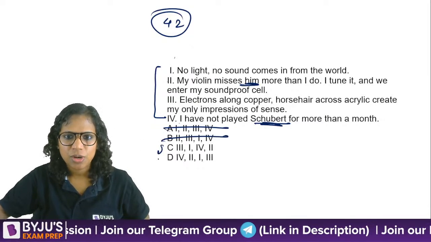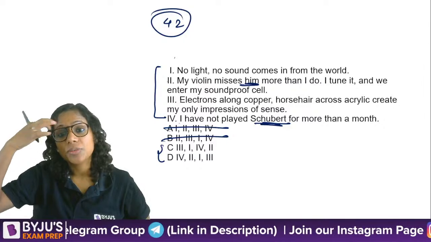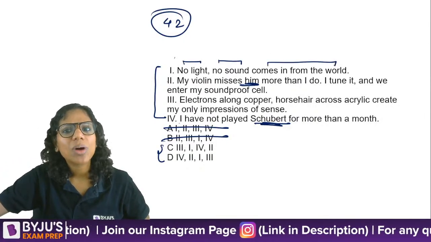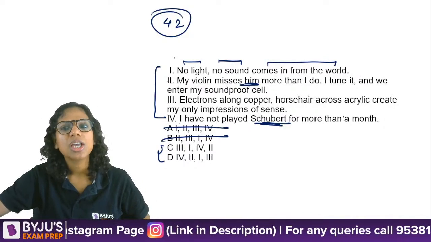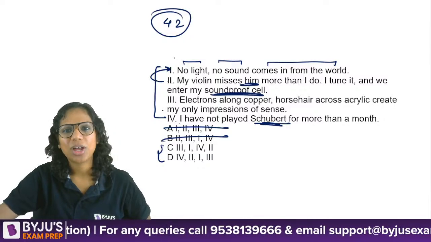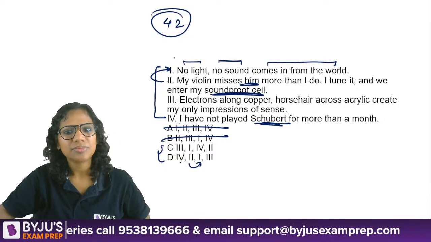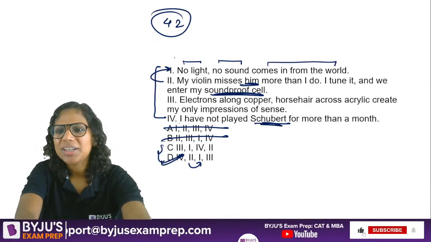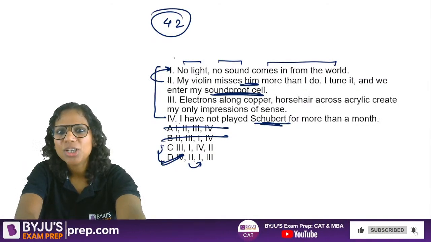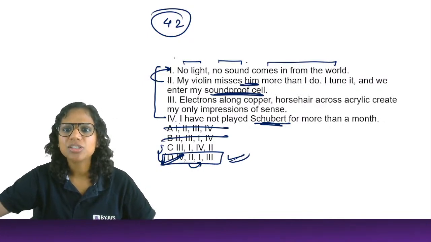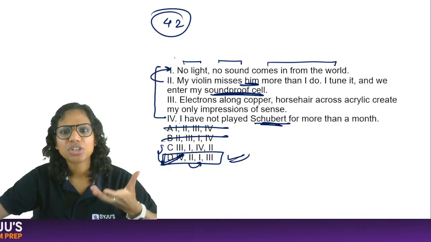Now, if I place 3 and 1, so see, no light, no sound comes in from the world. Why does no light, no sound come in from the world? Because we have entered a soundproof cell. So 2 needs to come before 1. 2 leads to 1. And that's why D is going to be the answer and not C. Okay? That's why I said that this could be done quickly, intuitively.